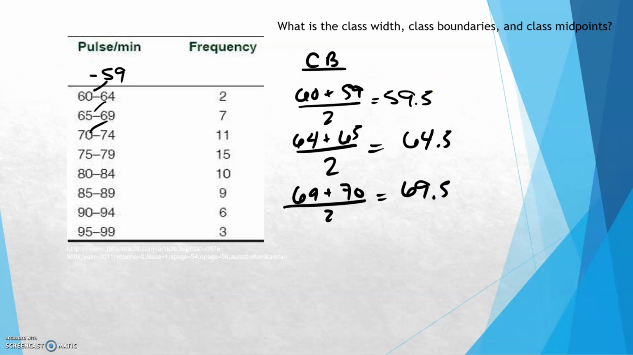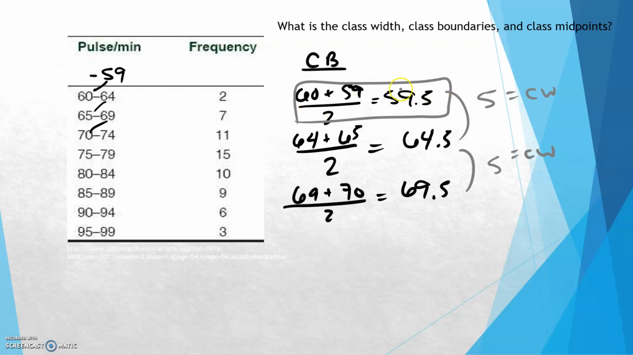Now notice the difference between these two numbers and these two numbers. If I take 64.5 minus 59.5, that gives me 5. Same thing, the distance between these two numbers is 5, which is our class width. So the easiest thing to do is to do this one time, and then take this number and just keep adding 5 until you have one more than the number of classes. So we've got 1, 2, 3, 4, 5, 6, 7, 8 classes, so I need 9 different numbers here. So I'm going to take the 69.5 and just keep adding 5.